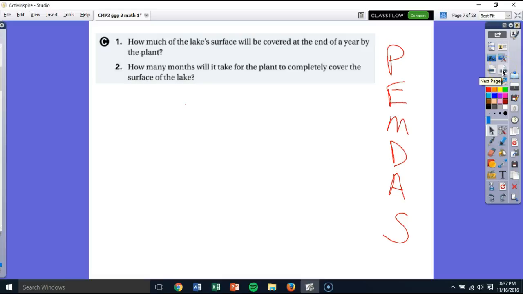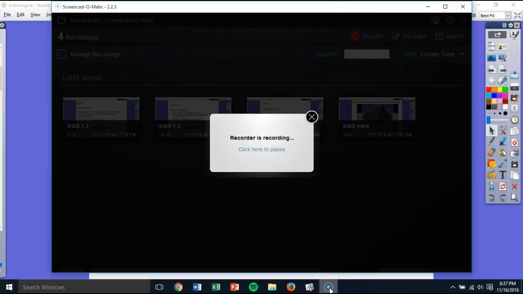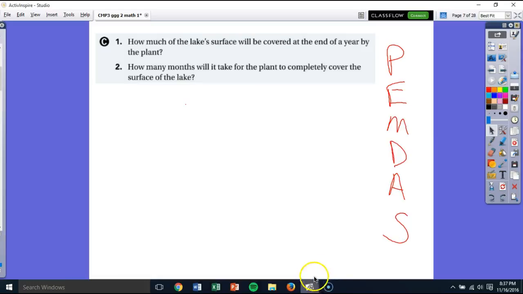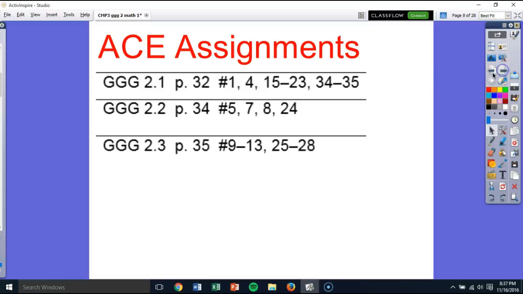So it'd be a good idea if you went ahead and went through these before class started so that when you get together with your teams, you're ready to look at each other's answers and then proceed quickly into your homework. Looking at your homework again for 2.1, beginning on page 32, numbers 1, 4, 15 through 23, and 34 through 35.